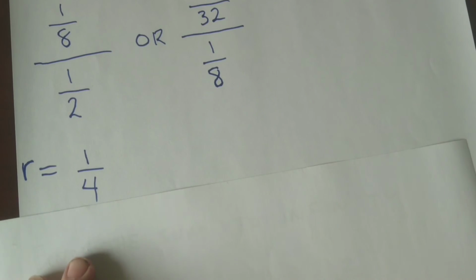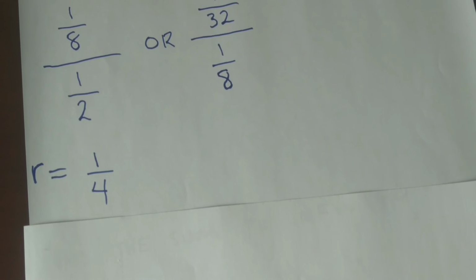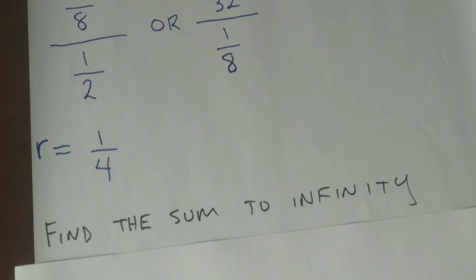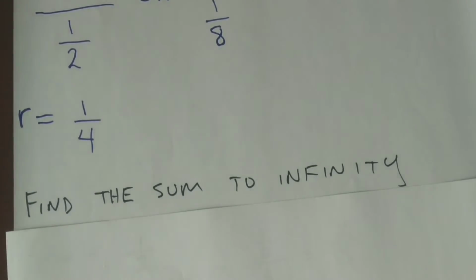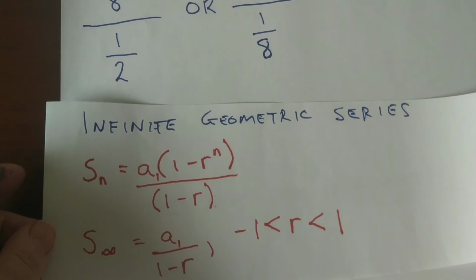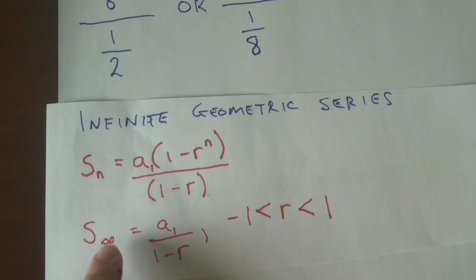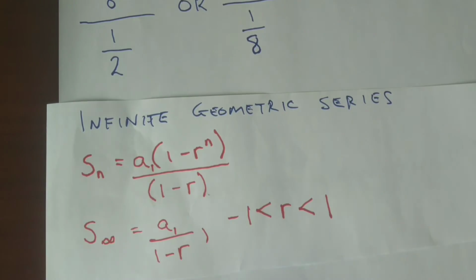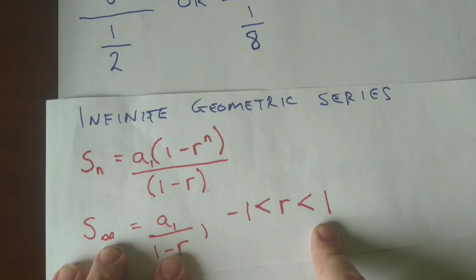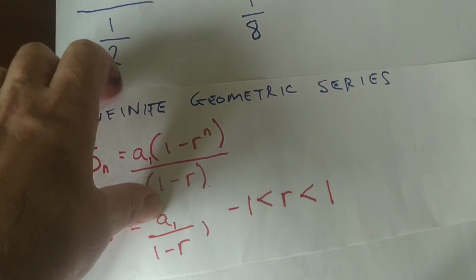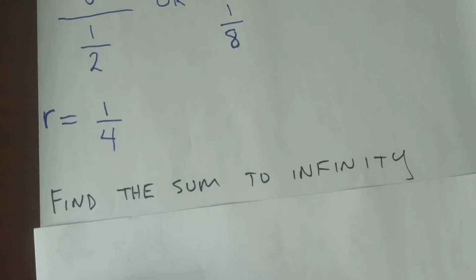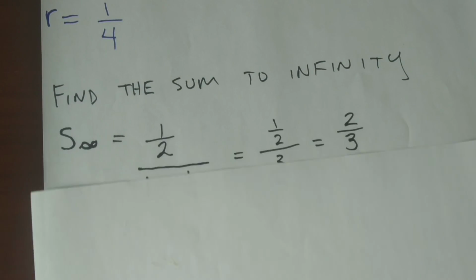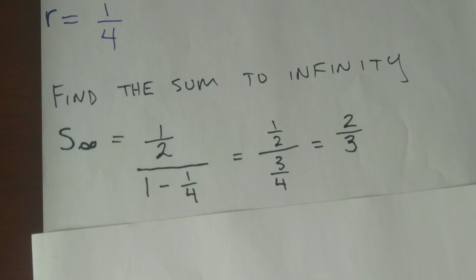All right. So R is 1/4, and let's go ahead and find the sum to infinity. Well, that's when we're going to use this formula. This gives us the sum to infinity. So we're going to use the first term over 1 minus R. We've already met this test, so this is going to work because R is 1/4, so we're between -1 and 1. So now we're just going to go ahead and put values into variables, and we find the solution.